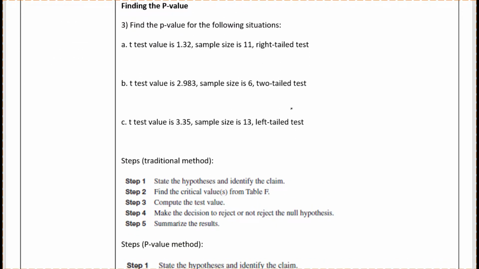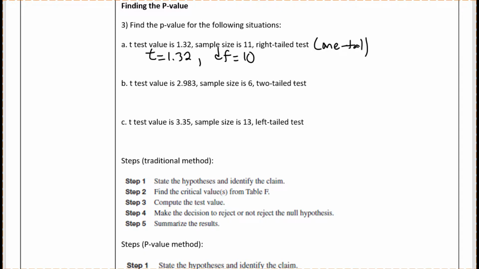All right, so for finding the p-value, what we want to do is use the t-table, but use it in a way as to find an area instead of a critical value. They give us a t-test of 1.32, so t is 1.32. Our sample size is 11, so that means our degree of freedom is 11 minus 1, which is 10. And we're looking at a one-tailed test, so one tail.